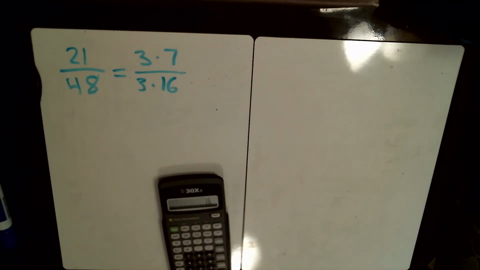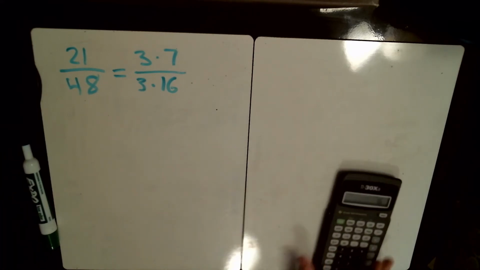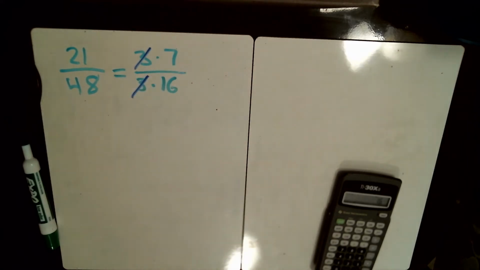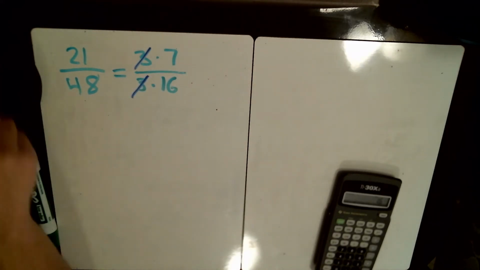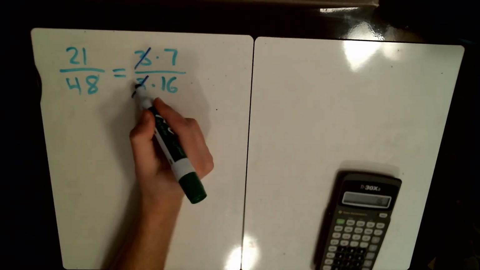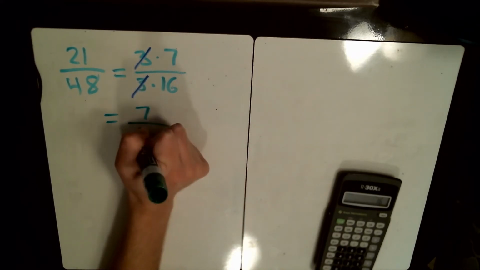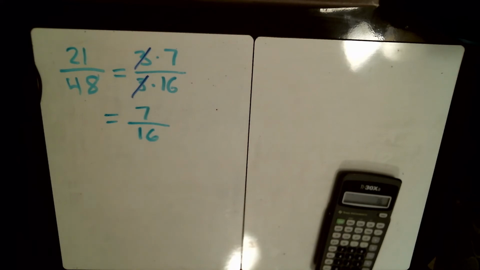Notice what happens when you do this. Well, you can cancel out the 3's, right? There's a 3 on top and bottom, so you can cancel them out. 3 divided by 3 is just 1. So this is the same thing as 7 over 16. Okay?